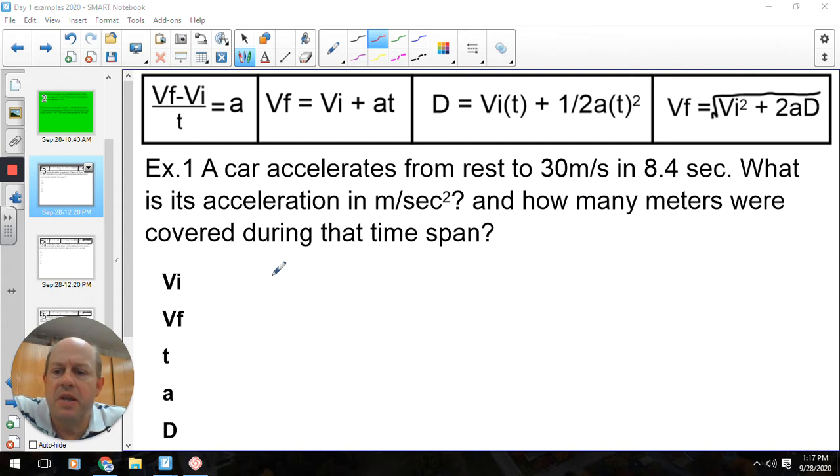And so when we set up a problem, I would recommend having a little data table over here that you can put the things that you know into the problem, and then that helps give you clarification on what you're going to solve for.